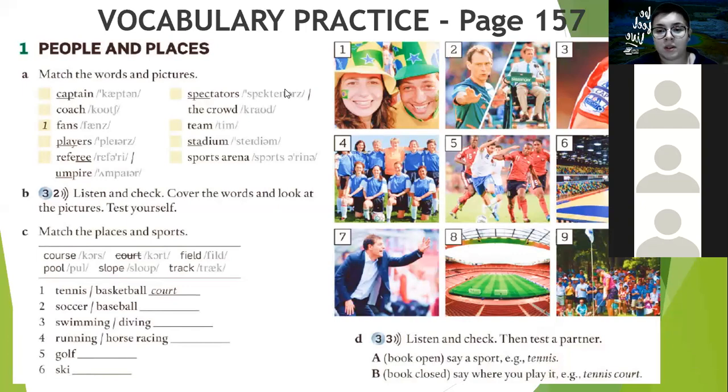Let me see. Okay. So let's start with the first exercise. We have here people and places. What we have to do is put the correct number. You see that each picture has a number from 1 to 9, and we have to put the correct number in the square that we have next to each word.